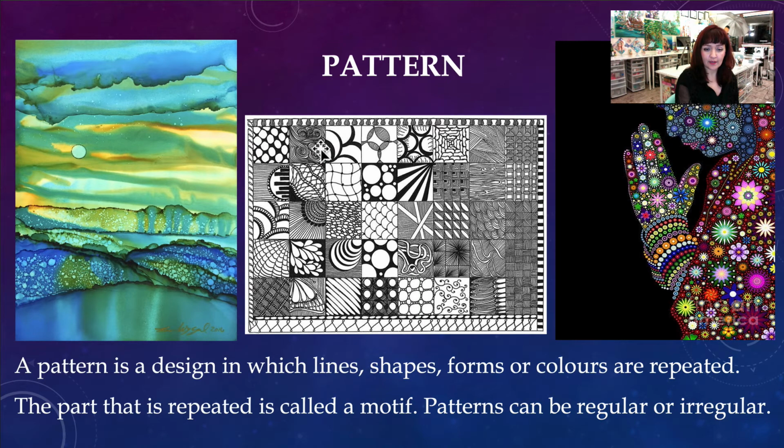By repeating the same curvy lines over and over, even though they're not exactly the same shape, the artist created a pattern, right? And in this one, it looks like a fish scale. By repeating the same form, the artist created a pattern. Here, by repeating the same circles and ovals, the pattern was created.